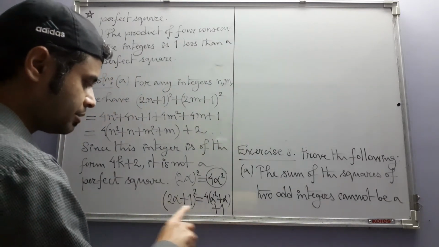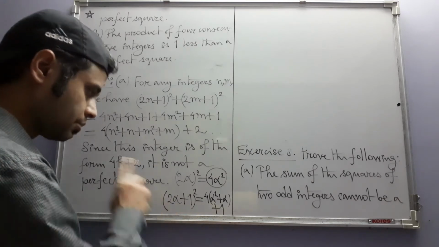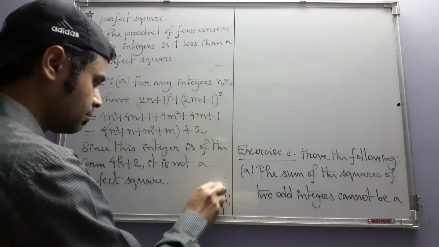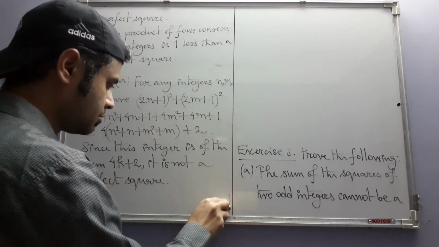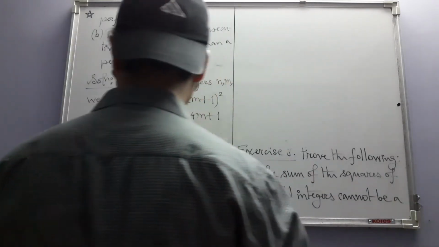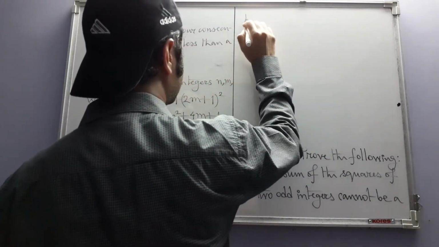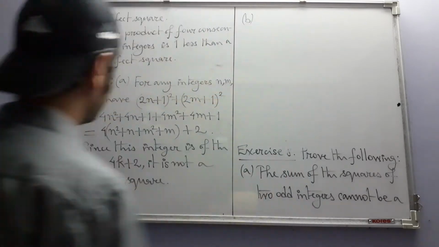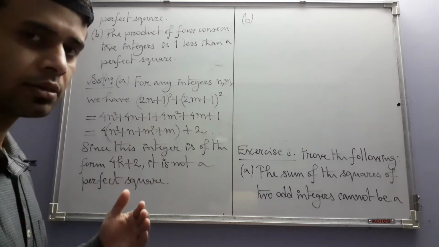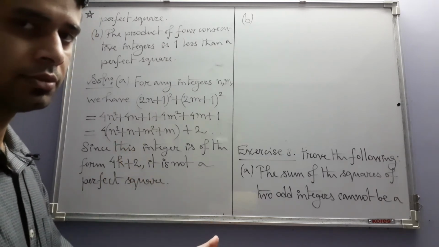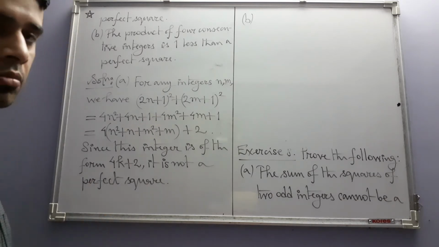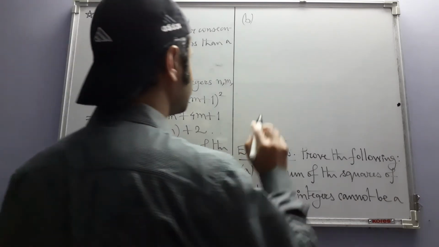We have mentioned this before, in the beginning videos on number theory. So that is part A. Okay, now what about part B? In part B, we have been asked to show that if we take the product of 4 consecutive integers, then that is 1 less than a perfect square. So let's see how that is true.